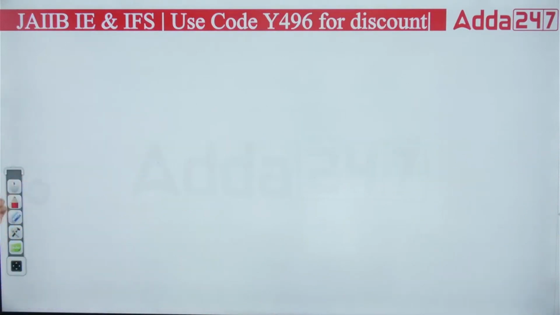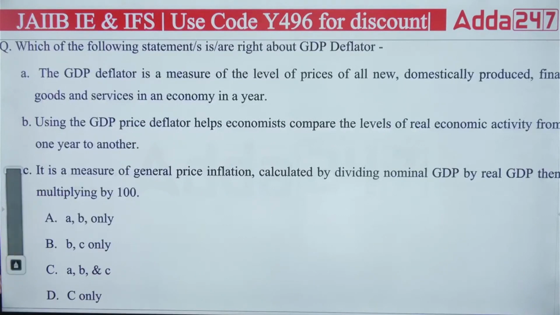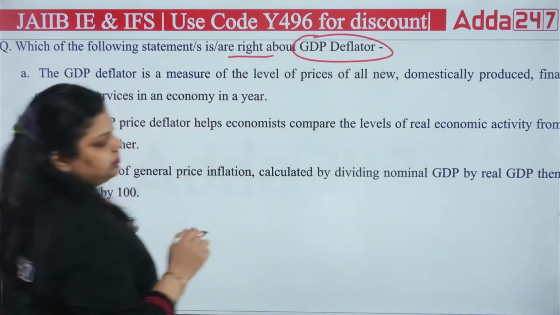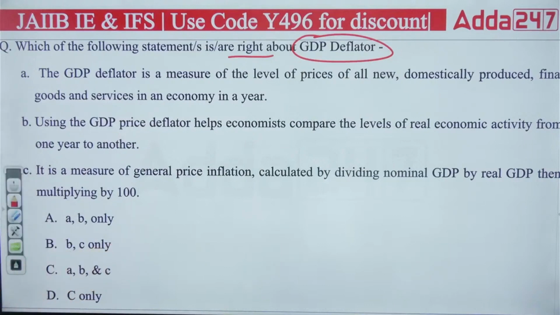Okay, A is correct. Next, which of the following statements is right about the GDP deflator? First is saying the GDP deflator is a measure of the level of prices of all new domestically produced final goods and services. Second, using the GDP price deflator helps economists compare the level of real economic activity from one year to another. Third, it is a measure of general price inflation calculated by dividing nominal GDP by real GDP, then multiplying by 100.